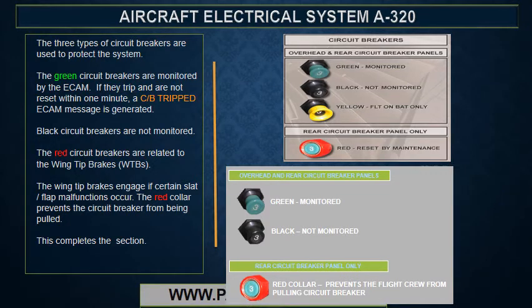The red circuit breakers are related to the wingtip brakes. The wingtip brakes engage if certain slat flap malfunctions occur. The red collar prevents the circuit breaker from being pulled. This completes the overview section.